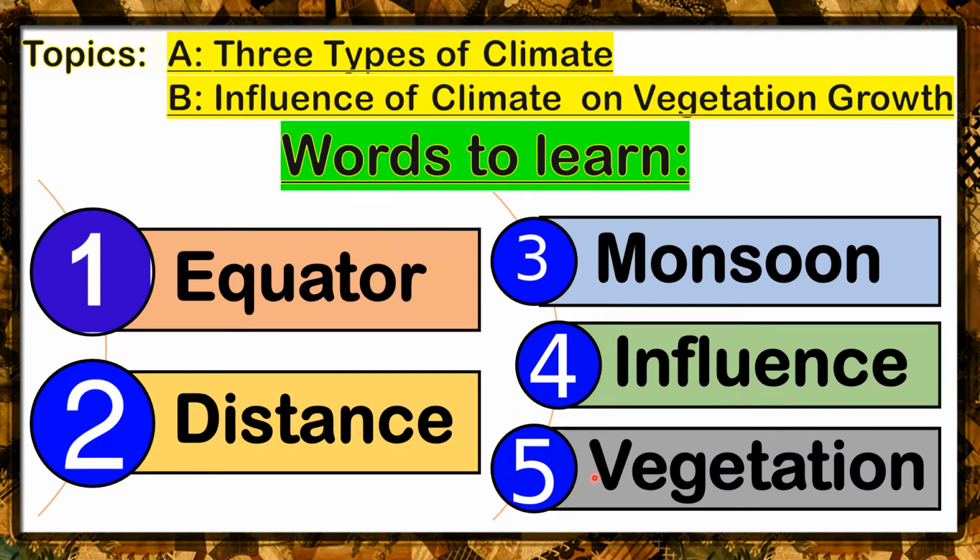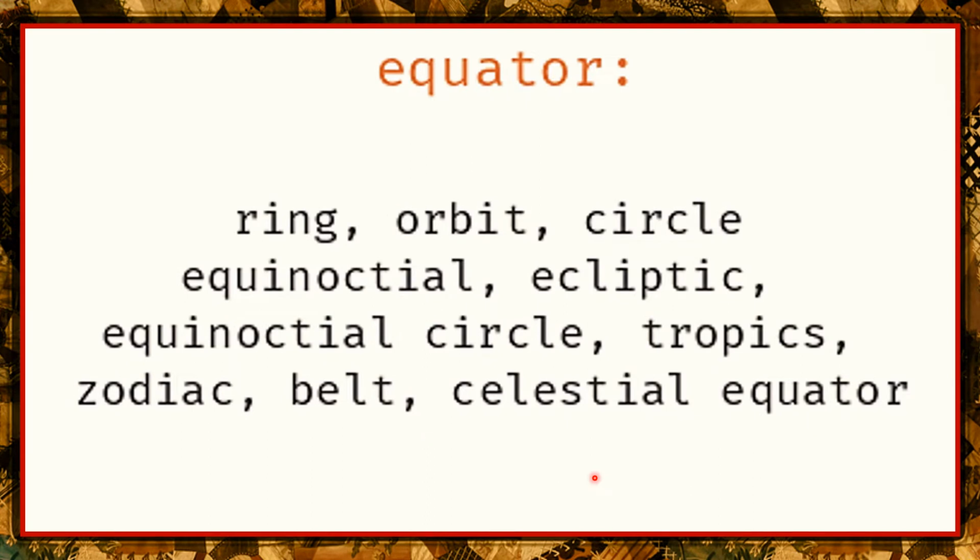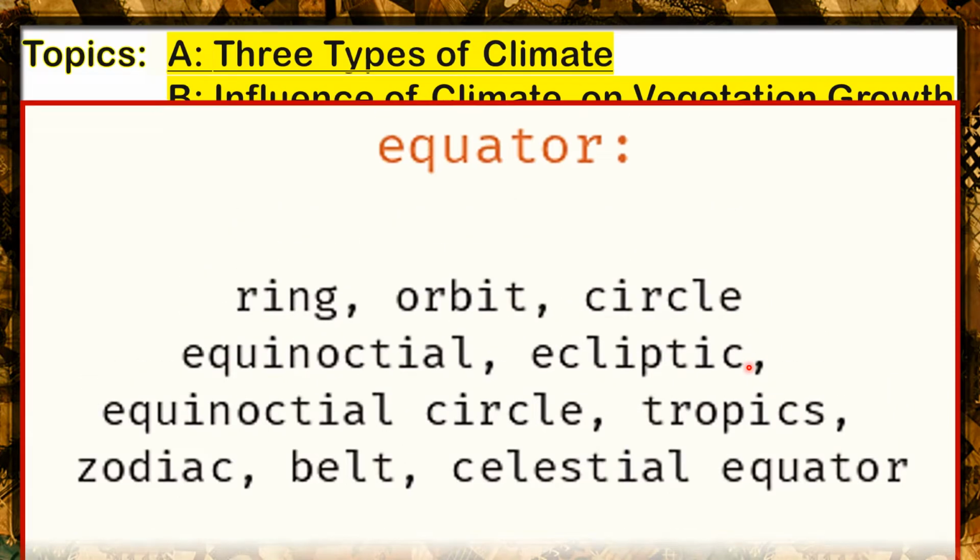Now let's study these words one by one. Equator means ring, orbit, circle, equinoctial, ecliptic, equinoctial circle, tropics, zodiac, belt, celestial equator. So class, equator is actually the imaginary line that circles around the earth. You cannot actually see a line in there, that's why it's called imaginary, but they put this imaginary line in there to easily study about the physical features and the features of the earth.